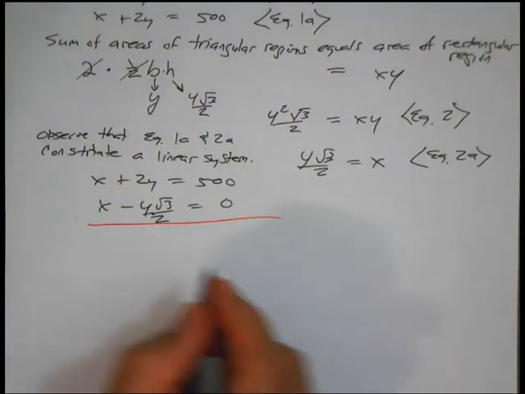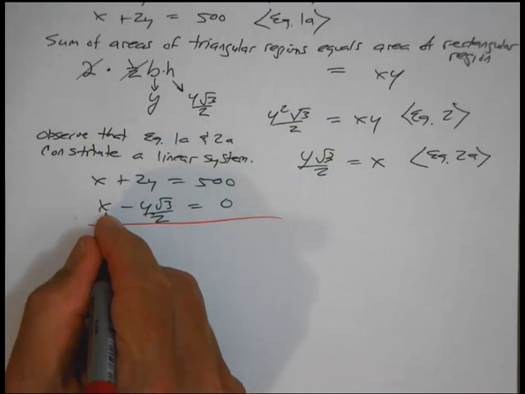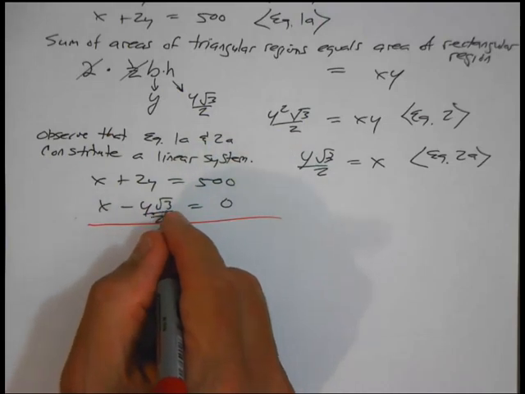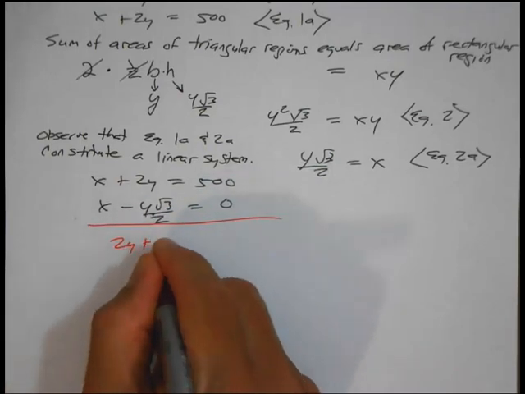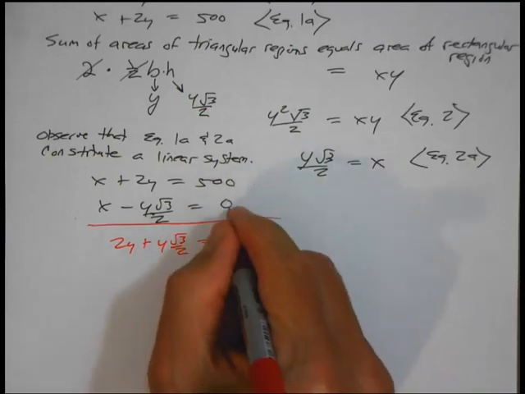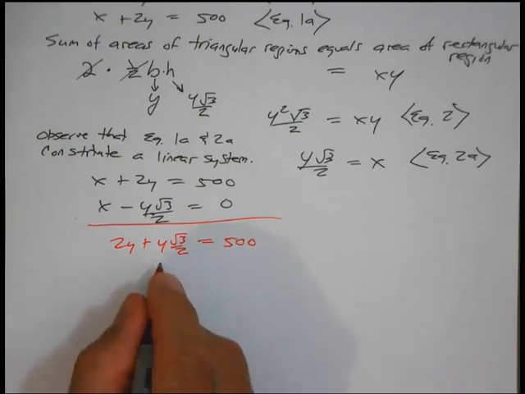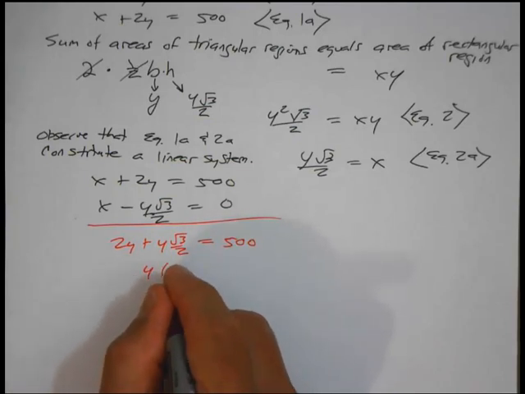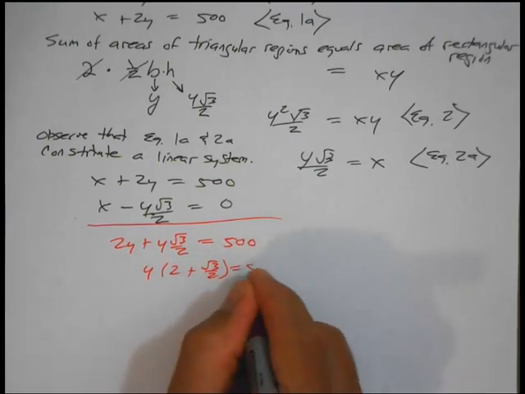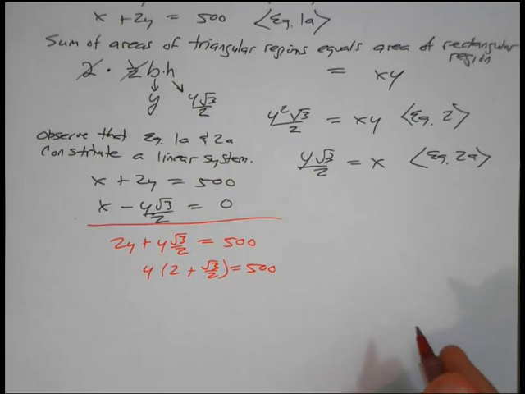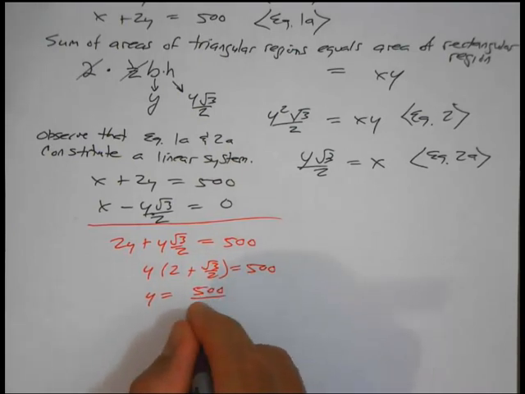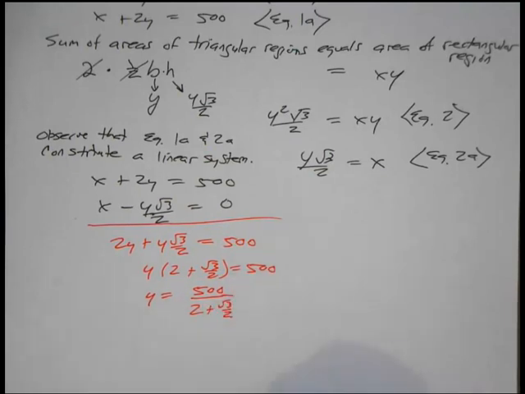And going here, we could take this equation and subtract this one from it. So x minus x is 0. 2y minus negative y square root of 3 over 2. Okay. 2y plus y square root of 3 over 2 equals 500 minus 0. And now we could factor the y outside here, and then we could divide both sides by this factor here. Perhaps you want to simplify this complex fraction, multiply it by 2 over 2.